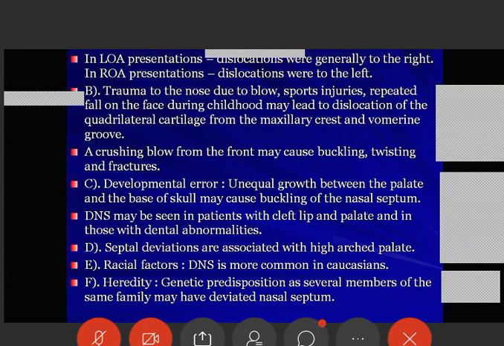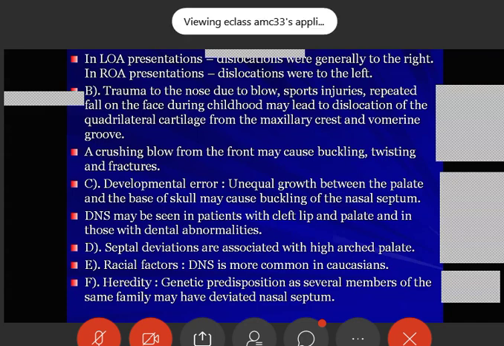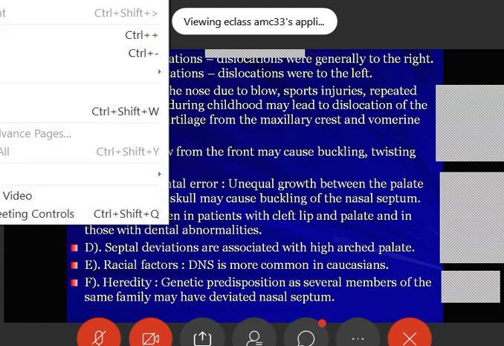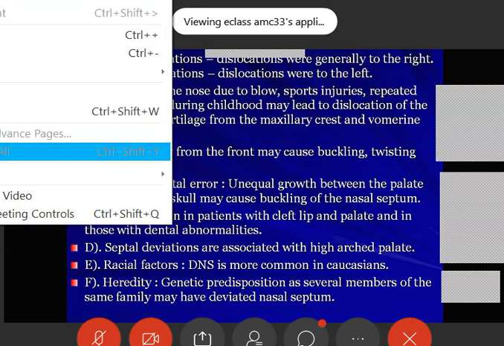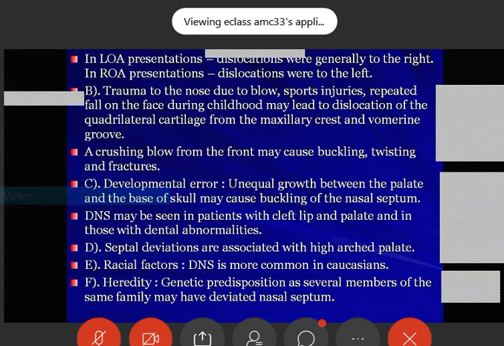Okay. And others are racial factors, where DNS is more common in Caucasians. Hereditary: there is a genetic predisposition, as several members of the same family may have a deviated nasal septum. So you have understood the etiology of the nasal septum. This much is the etiology of the nasal septum, not only trauma to the nose. Understood?